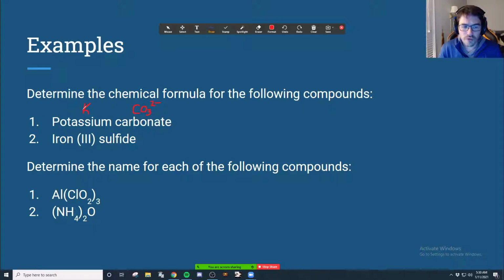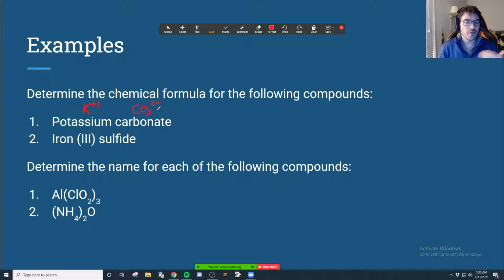Now, what would the charge on potassium be? Well, that's where you have to look at your periodic table. Potassium is in the first column, so it's going to have a +1 charge, okay? So these are our 2 ingredients, okay? Potassium with a positive 1 charge, and carbonate with a negative 2 charge.